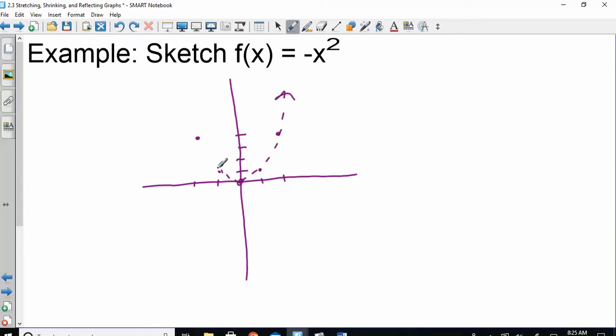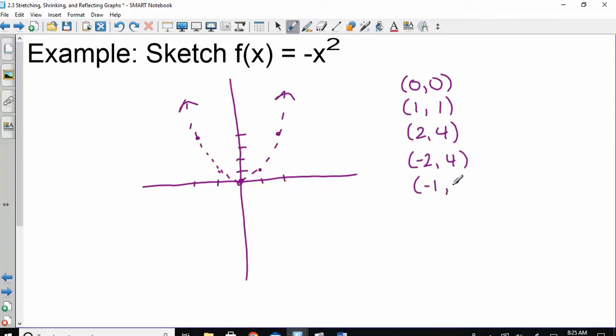All right, the negative is out in front, so what it's doing is changing y. It's essentially going to make all of my y's negative, or flip it over the x-axis. So 0, 0 stays. Then we have 1, negative 1. 2, negative 4. Negative 1, negative 1, negative 2, negative 4. So we're just getting this upside down parabola.